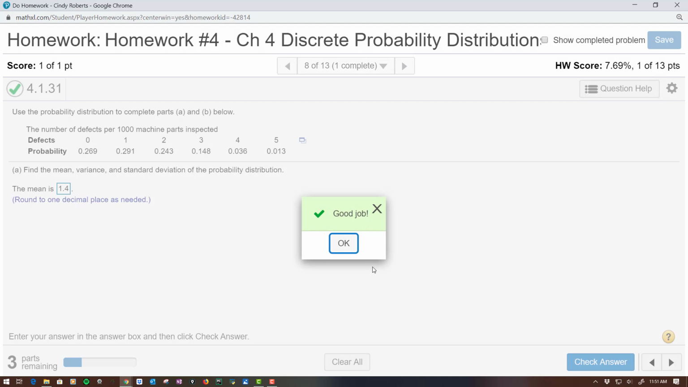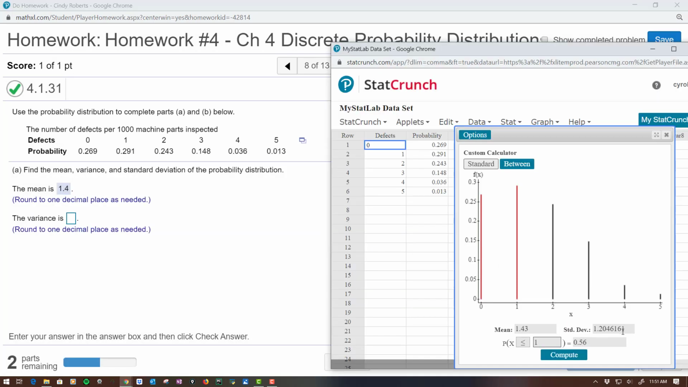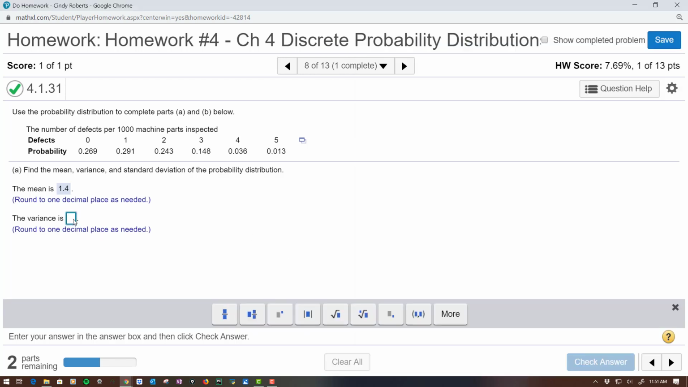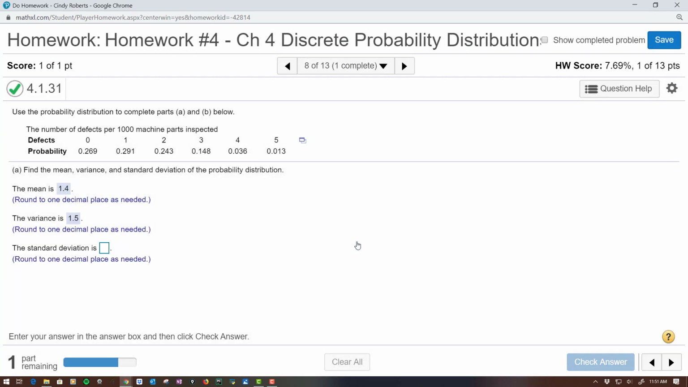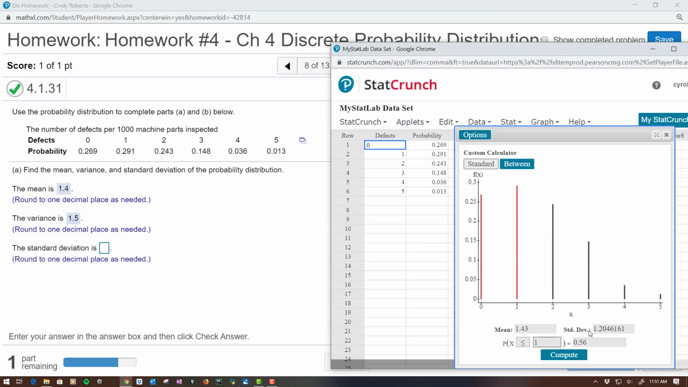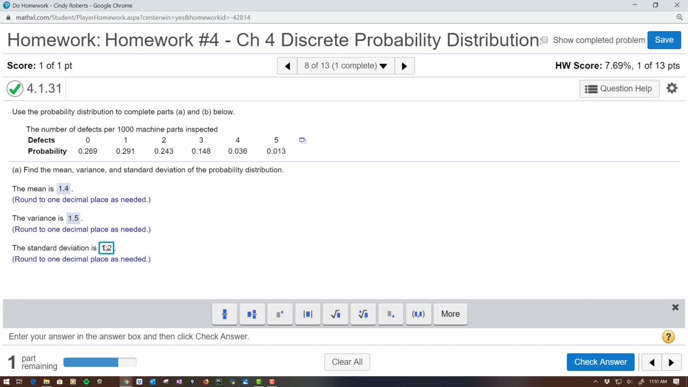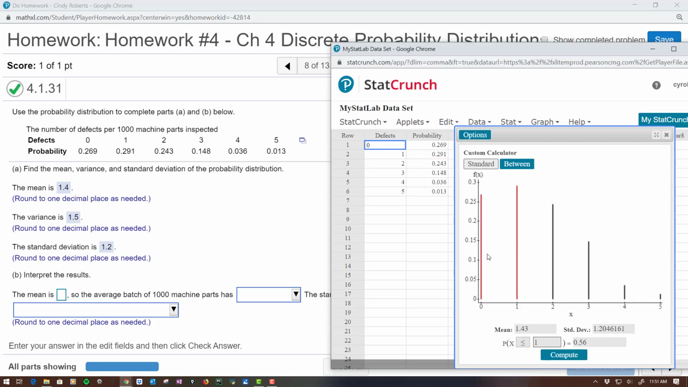Now you have to be careful because the variance, remember, is the standard deviation squared. So what I did is I just picked up a calculator and I typed 1.2046161 to the second power, and I get 1.45, or 1.5. And then of course the standard deviation is what's actually given. So I can see the 1.2.